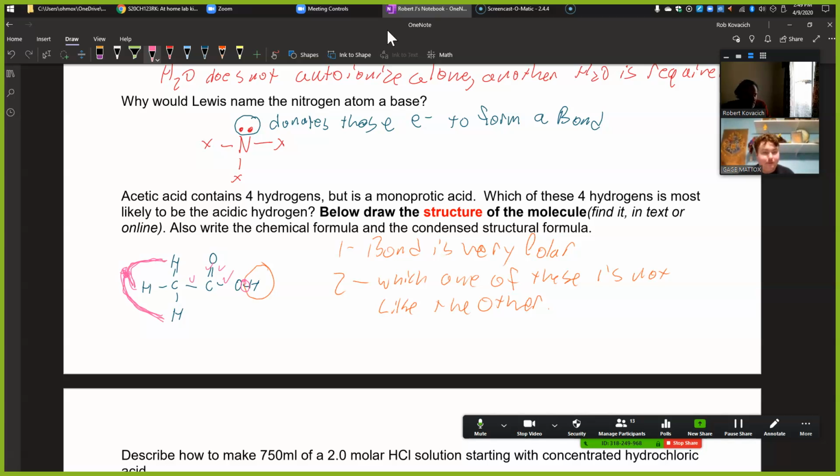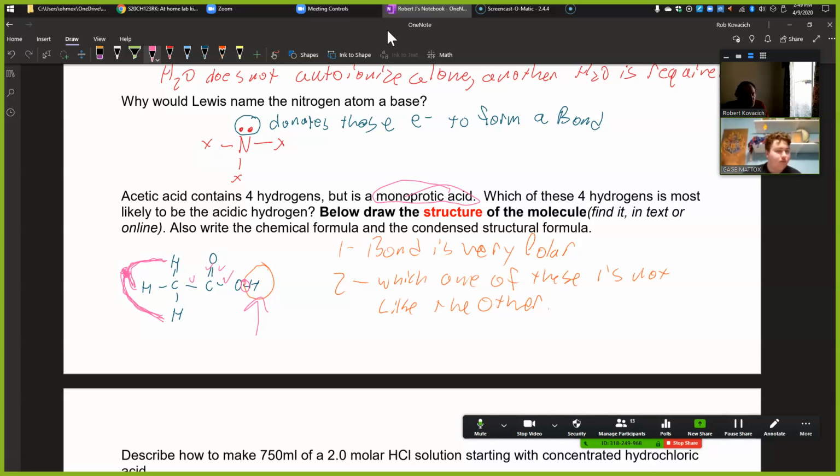So if I'm telling you that only one of these is going to be acidic, because I told you this is monoprotic, then it can't be any of these 3 on this side over here. Because if it was one of these, which one would it be? The one that's different. So the only one that's different is this one on this other side. So that's how you know that's the one that's acidic.